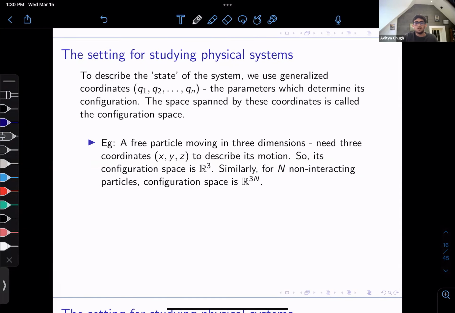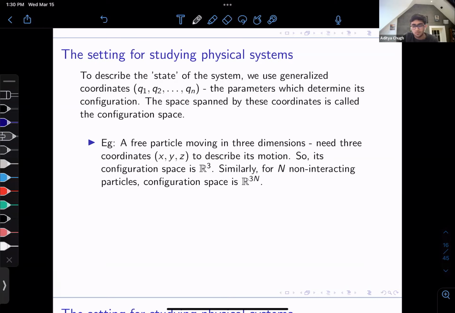And if you have n non-interacting particles, then each of those has 3 dimensions to move in, and they don't interact. So very generally, the configuration space is R^3n. So you need 3n numbers to describe at every point in time what your system looks like.